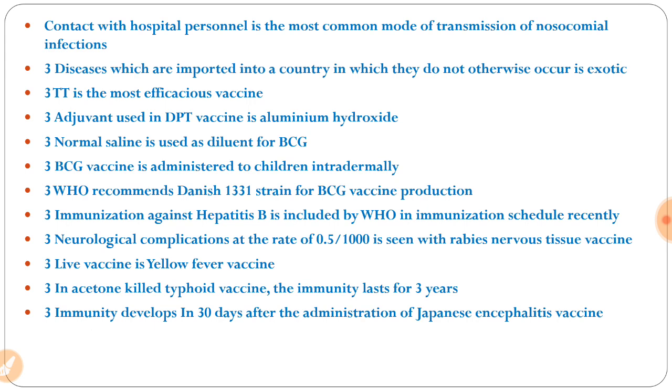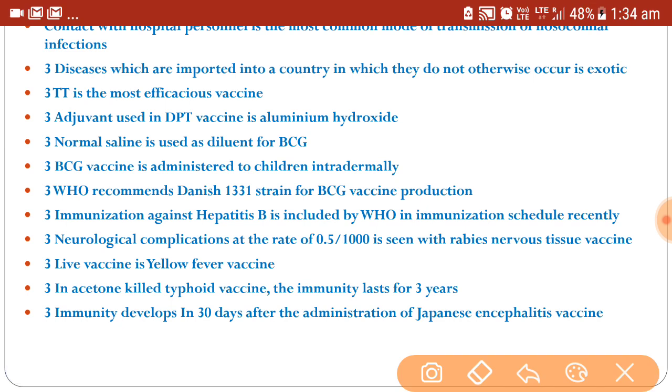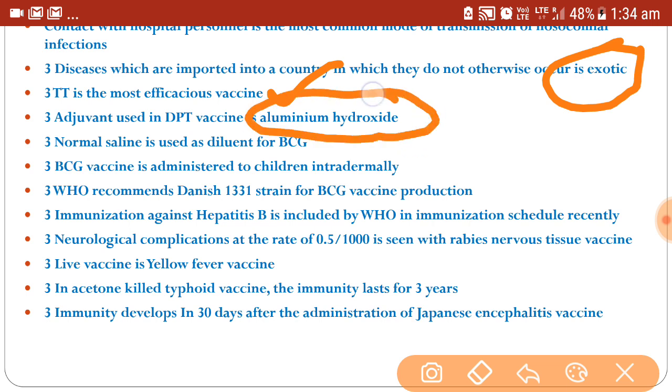Contact with hospital personnel is the most common mode of transmission of nosocomial infection. Diseases which are imported into a country in which they do not otherwise occur are called exotic diseases. TT is the most efficacious vaccine. Adjuvant used in DPT is aluminum hydroxide, very common. Normal saline is diluent for BCG, common.